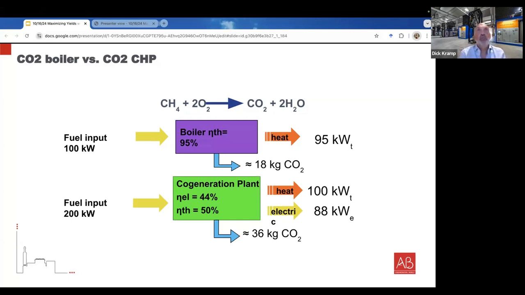So to get the same amount of heat, the 95 kilowatts thermal, with a CHP unit you have to put in double the amount of gas. By putting in double the amount of gas, you're getting 100 kilowatts thermal of heat that you can use in the greenhouse. You get 88 kilowatts of electricity that you can use for your grow lights or sell back into the grid, and you get double the amount of CO2. Next slide.